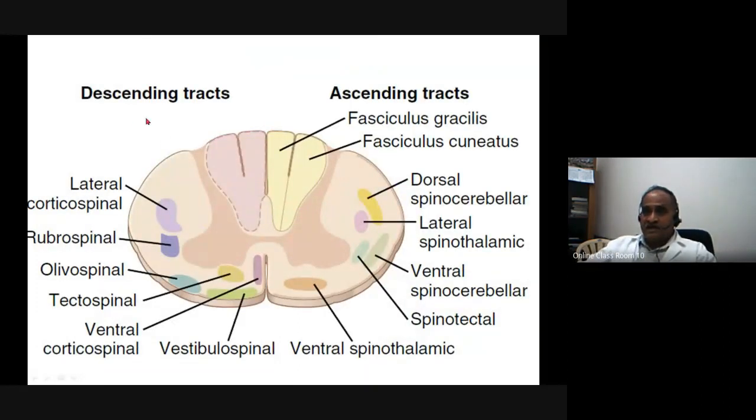Here, the same thing. Look at this fasciculus gracilis, fasciculus cuneatus. This is taken from Guyton. Then the dorsal spinocerebellar tract, the ventral spinocerebellar tract. This is the spinotectal, the lateral spinothalamic, and the ventral spinothalamic. I think you should be able to make the diagram and put it.